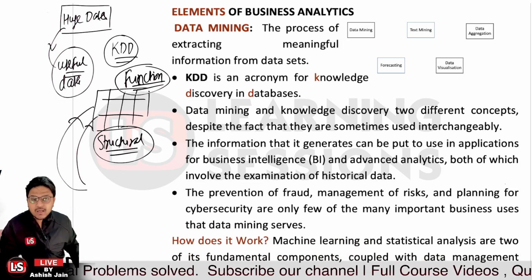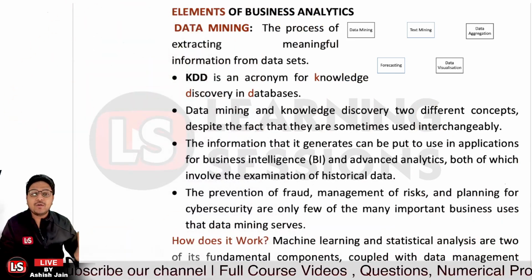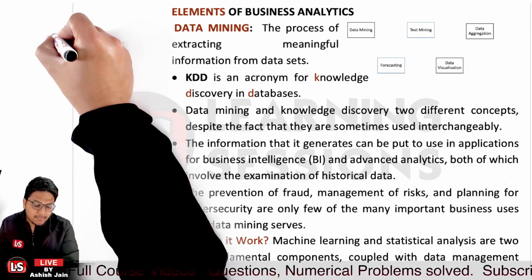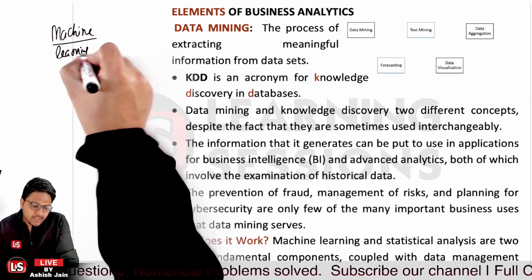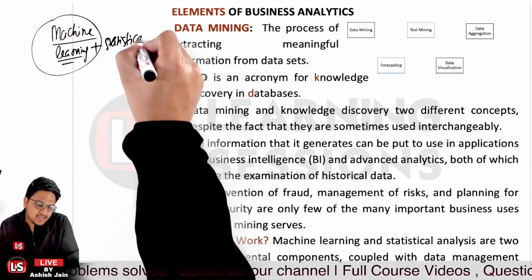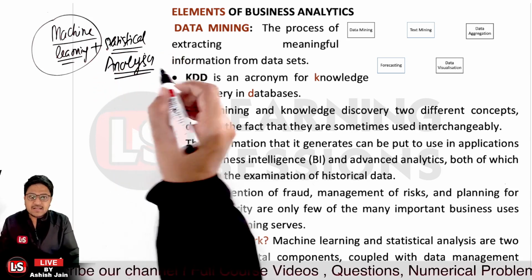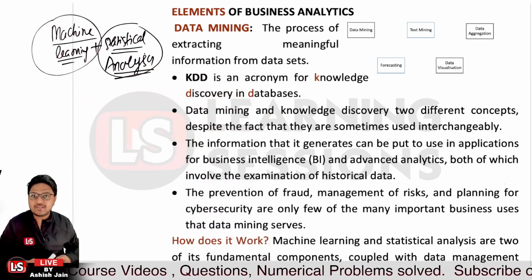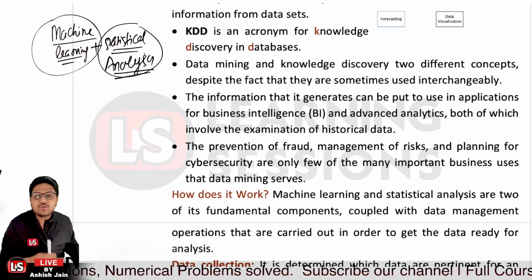And how does it work? Machine learning and statistical analysis are the two foundation components of data mining. So we will be using machine learning, and along with it we are going to use statistical analysis. Using machine learning, you will get command over the different patterns, and using statistical analysis, you get command over the data you find through those patterns, and it will help you a lot in managing the data operations you carry out, right?